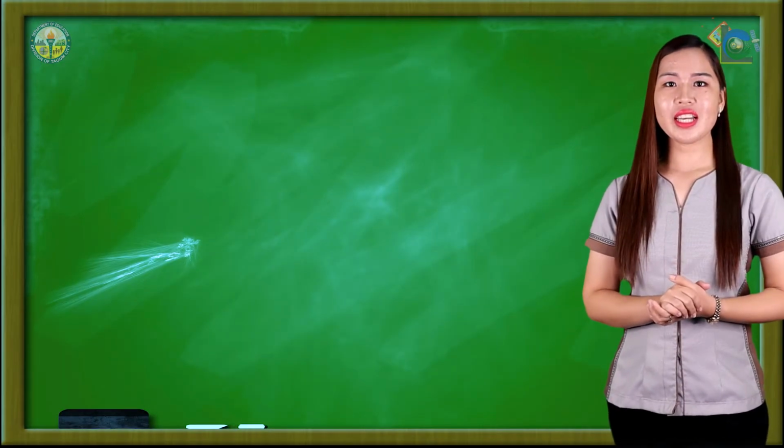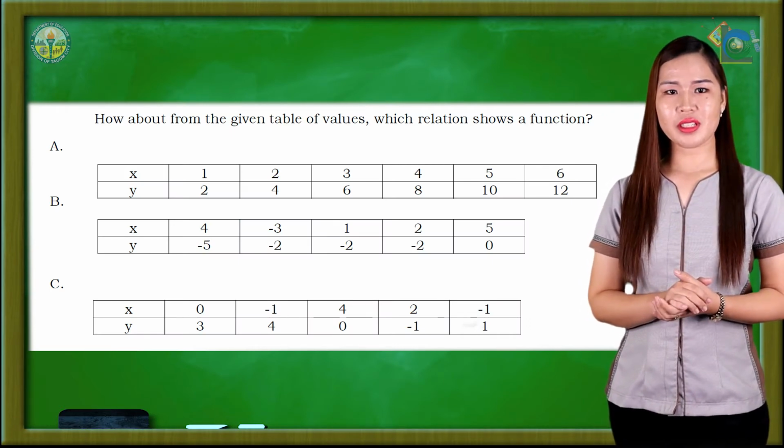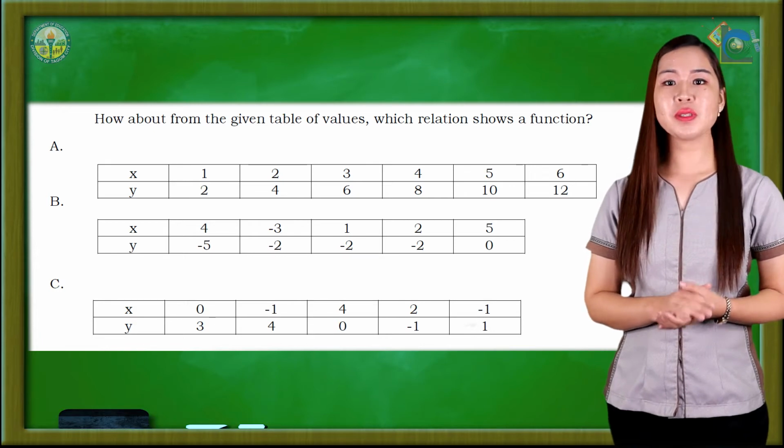What if you are given a table of values? We have the following values. Which relation shows a function?